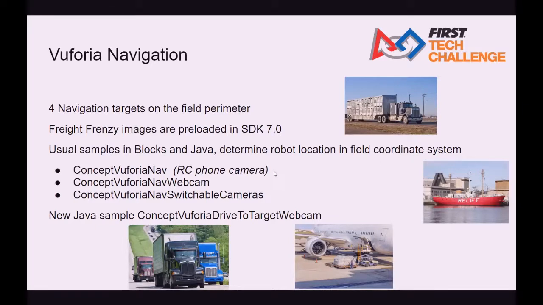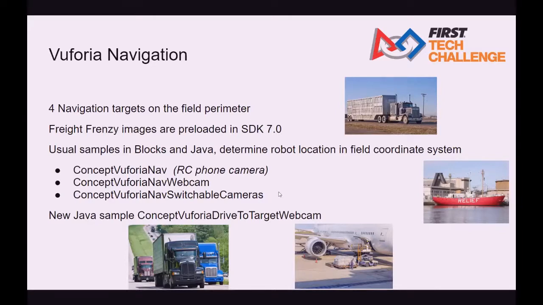The first sample op mode, Concept Vuforia Navigation, uses the RC phone camera. A very similar sample op mode uses a webcam connected to the RC phone or to the control hub. And there's a third sample op mode that allows 2 webcams on the robot. The sample shows how to switch between them while the robot is running. These samples just show you how to access the robot's location. It's up to you to use that information for the robot to navigate on the field.